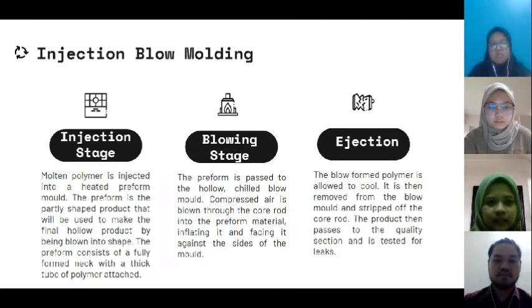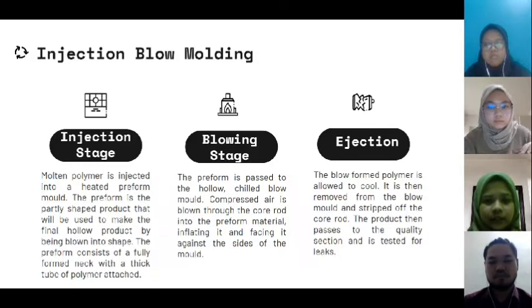Next is injection blow molding. Injection stage: molten polymer is injected into a heated preform mold. The preform is the partly shaped product that will be used to make the final hollow product by being blown into shape. The preform consists of a fully formed neck with a thick tube of polymer attached.